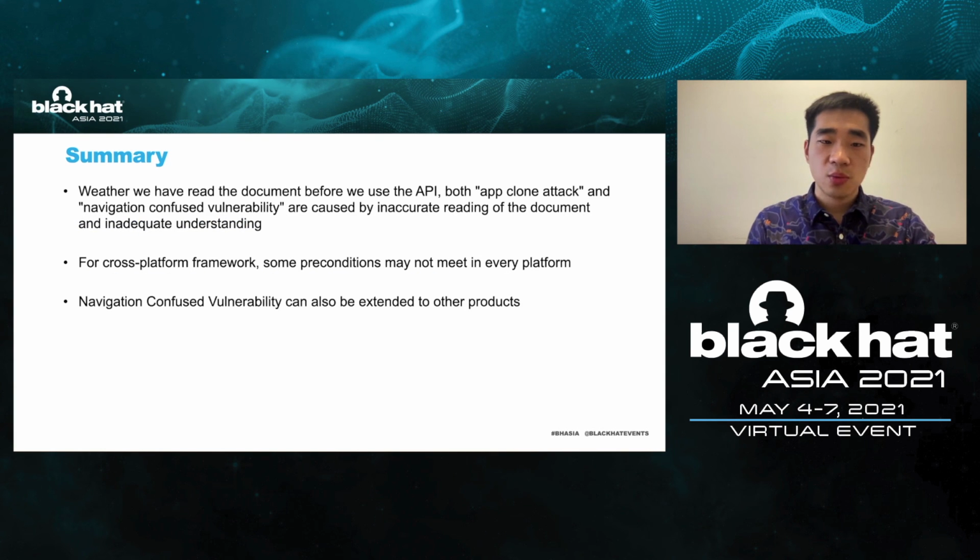There are three things we need to think about. First, whether we have read the documentation before we use the API. Both the app clone attack and the navigation confused vulnerability are caused by inaccurate reading of documentation and inadequate understanding. Second, for cross-platform frameworks, some preconditions may not be met on every platform. The last one, the navigation confused vulnerability can also be extended to other products.